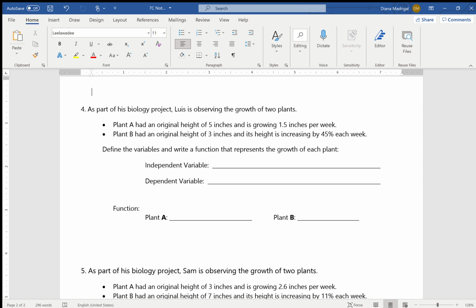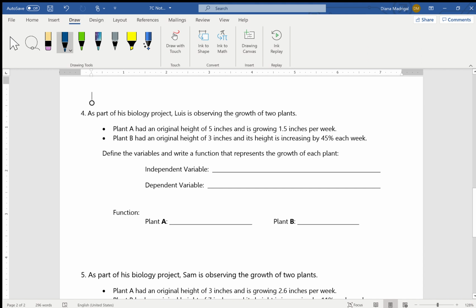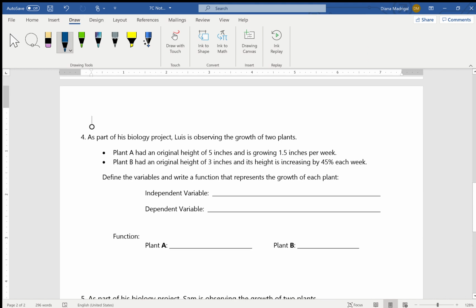All right, we're going to keep practicing identifying the difference between linear functions and exponential, and we have to write the equations for both of them, okay? As mentioned before, how do you identify if it's going to be linear or exponential?